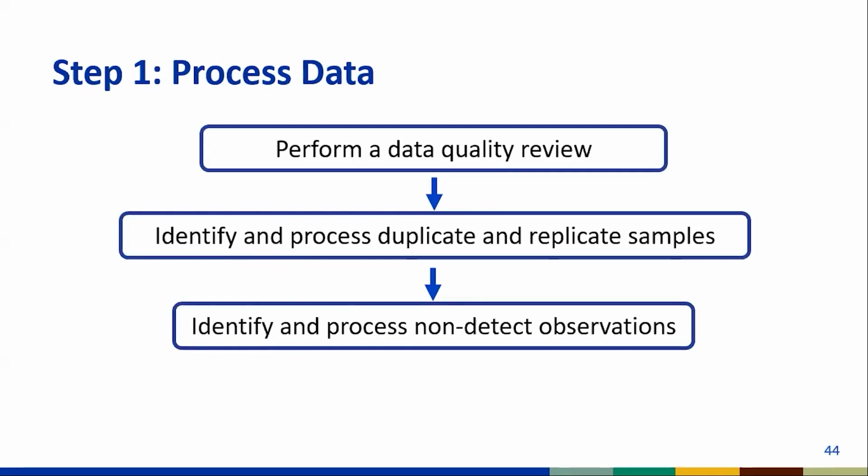To begin, I'll walk through that first step of processing the data. This requires 3 main activities. Health assessors perform a data quality review. They identify and process duplicate and replicate sample results, and then they identify and process non-detect observations. Let's go through these in detail.